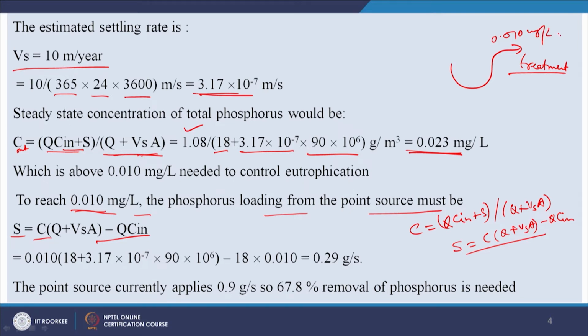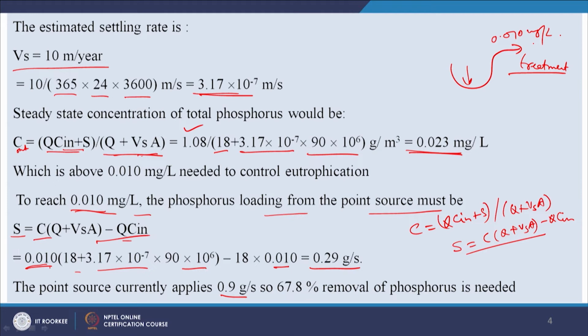So, in that case, if we want to get this, so no further treatment is required, then you see the S value will be this into 18 plus this one into this minus 18 into C in that. So, that is equal to 0.29 gram per second, but it is presently giving 0.9 gram per second, and 0.29 gram per second can be settled here. So, we do not need any further treatment for this.